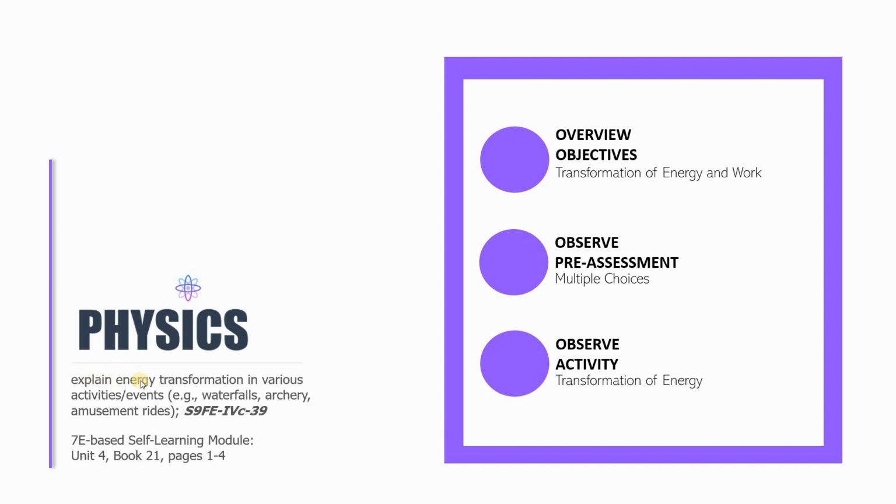It's on explaining energy transformation in various activities or events, such as in waterfalls, archery, or amusement rides. This is based on the 7E based self-learning module in Science 9 which I wrote for my master's degree, and specifically you'll find it in Unit 4, Book 21, pages 1 to 4.